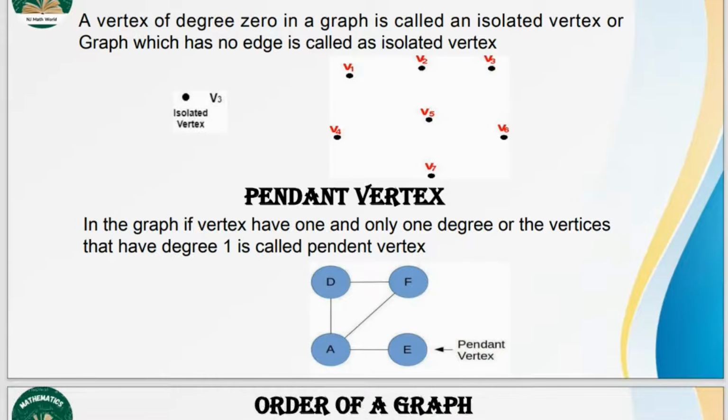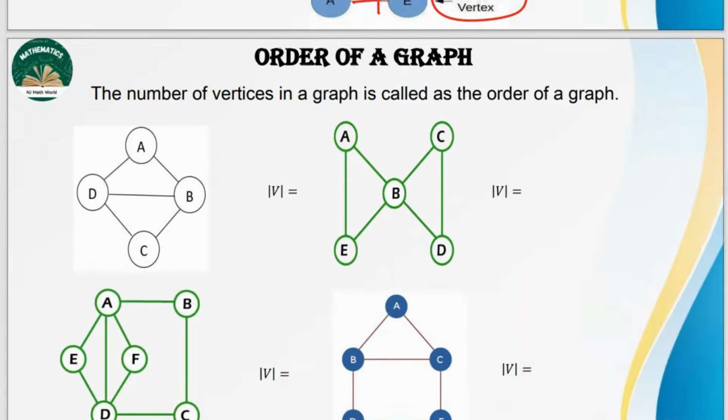Then we have the pendant vertex. In a graph, if a vertex has only 1 degree, then it is called a pendant vertex. For example, here E has only 1 degree. One line is connected to E, therefore it is called a pendant vertex. Then, moving on to the next one, we have the order of a graph.